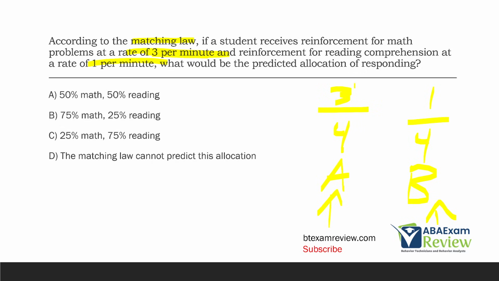Now, if we do basic math, this is going to be 75%. This will be 25%. So it follows that math will get 75% of responding, and reading will get 25%. And that's essentially what matching law is. Behavior goes to where reinforcement is. So if I can get reinforced 3 times per minute, my behavior is going to go towards that schedule more, but it also has reinforcement available for a different schedule. It's going to go there less, but still go there to get that reinforcement. And that's what matching law says. So a little more complex with the math and the ratios, but it's just a good example of what matching law looks like in practice.